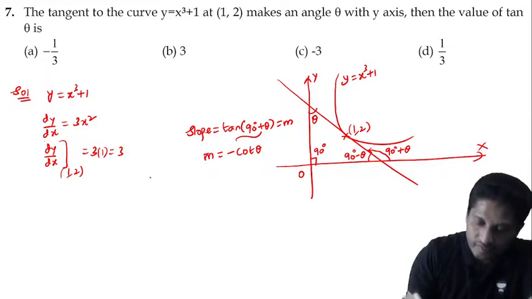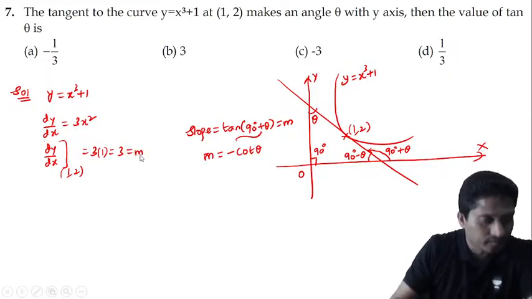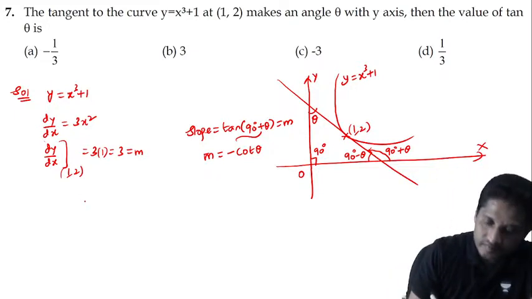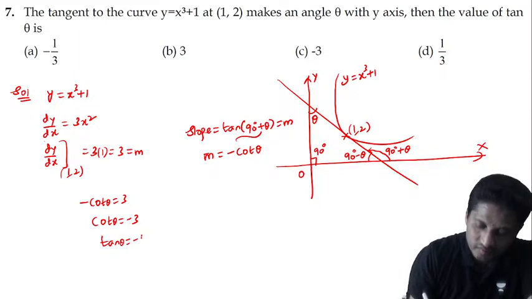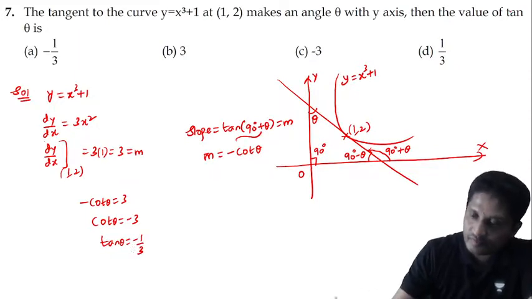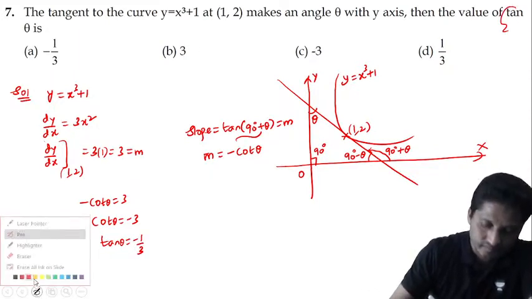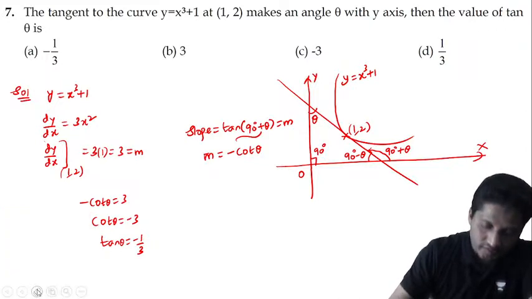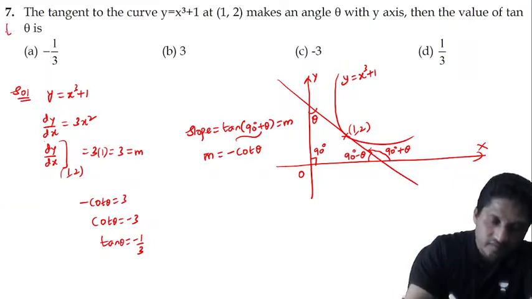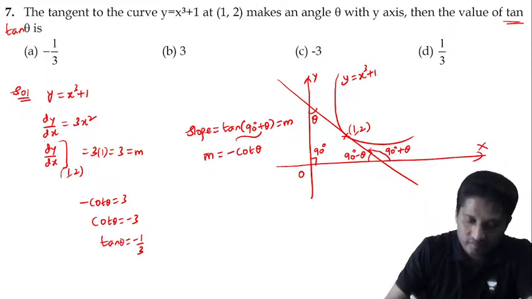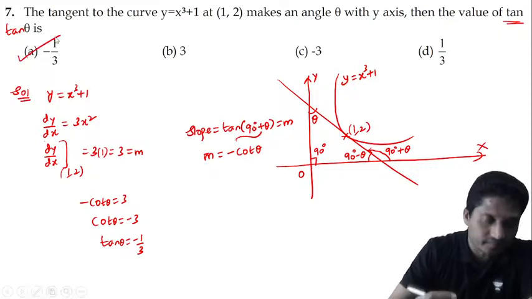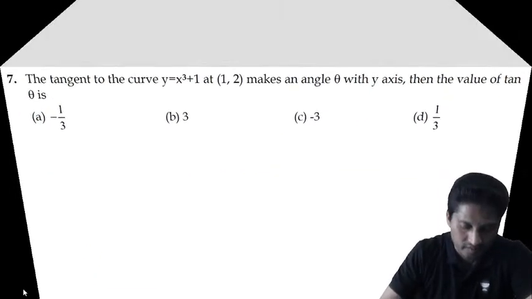Now if I equate the two values of m, you get minus cot theta equal to 3. So cot theta is equal to minus 3. From this I can write tan theta is equal to minus 1 by 3. I'm supposed to find the value of tan theta, which is equal to minus 1 by 3. Answer is option A. Right, let's move to the next question.